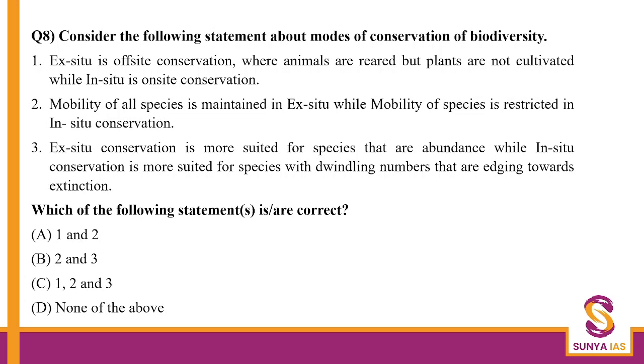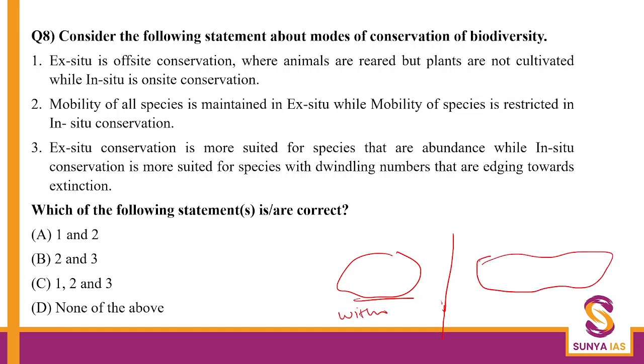In situ is the conservation which is happening inside the region, within that whole ecosystem. That is known as in situ. Ex situ is placed outside. Examples of in situ will be national parks, wildlife sanctuaries, etc. Ex situ will be zoological parks, botanical gardens, gene banks, seed banks, etc.